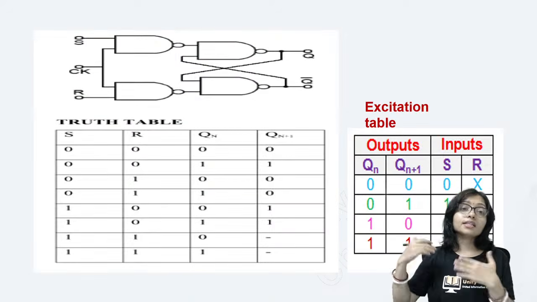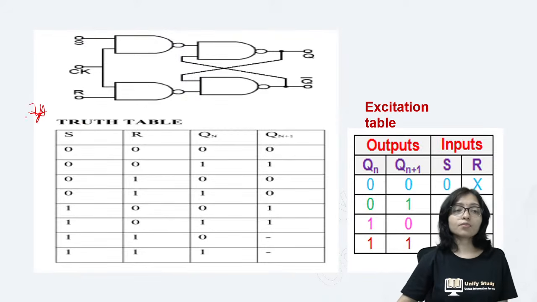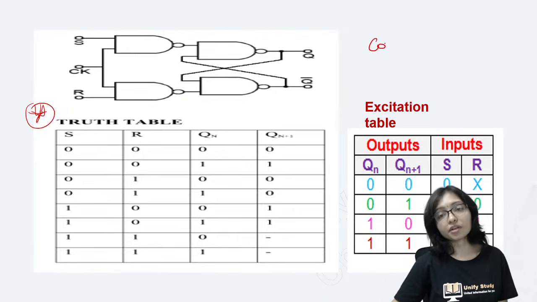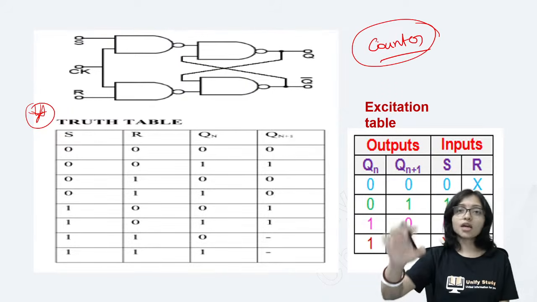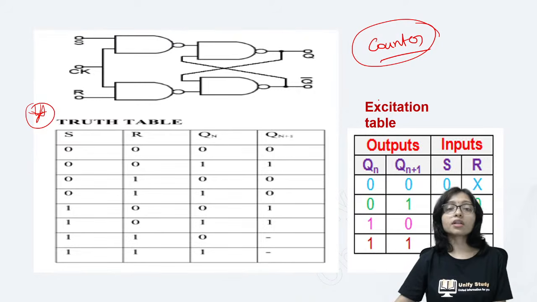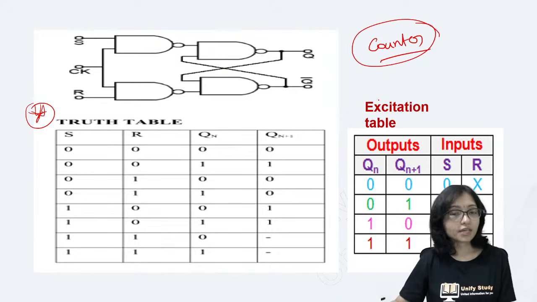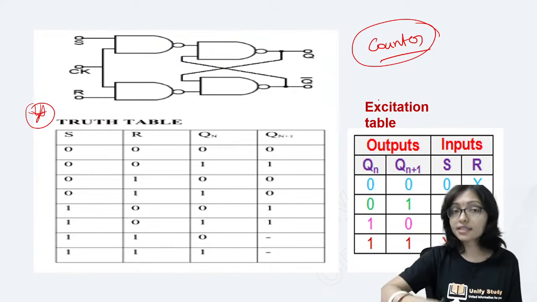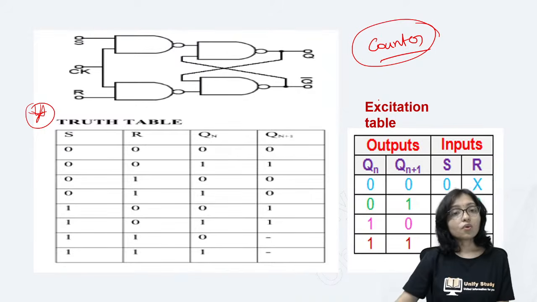Now here in the JK flip-flop, the excitation table of the SR flip-flop is very important for doing counters. Counter questions they are asking already. Last year also they asked a question on counters, and that's why the excitation table is very important. Everyone please concentrate so that you can understand. Otherwise you cannot understand what is going on.